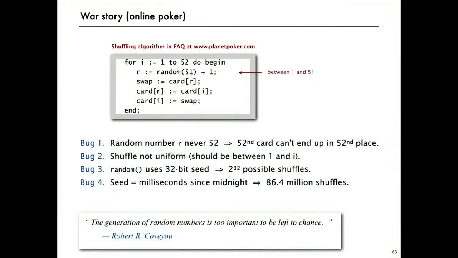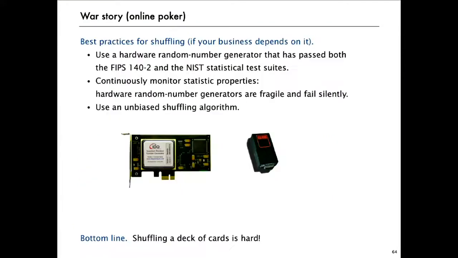A famous quote, and there are many similar quotes: the generation of random numbers is too important to be left to chance. So if your business does depend on shuffling, people have looked at all sorts of options, including using hardware random number generators, and there are various tests available to make sure that it's random. And you better use good shuffling code. That's our topic. But the bottom line is, don't think that it's easy to shuffle a deck of cards. So that's shuffling, our first non-trivial sorting application.